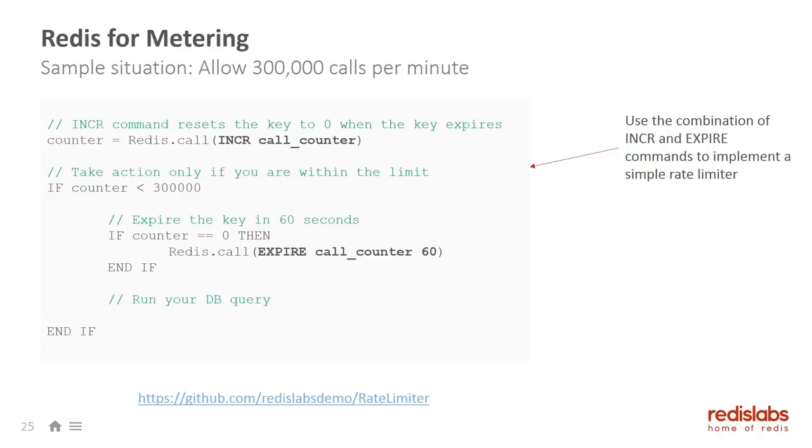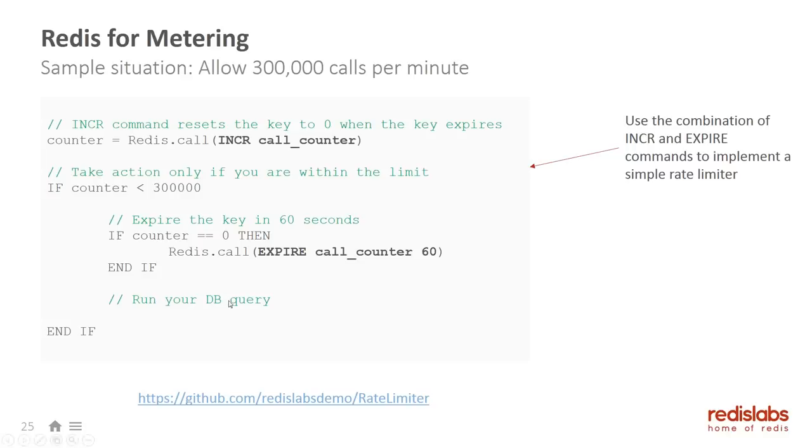In your use case, it could be something else. This is just an example where you're limiting 300,000 calls per minute. So you can expire your key based on time. And the good thing here is you just run this algorithm, and if you are within the limits and if the key is still valid, you can run your DB query. If not, you have to go back and you have to retry after a while. So that's how you can limit the number of calls.